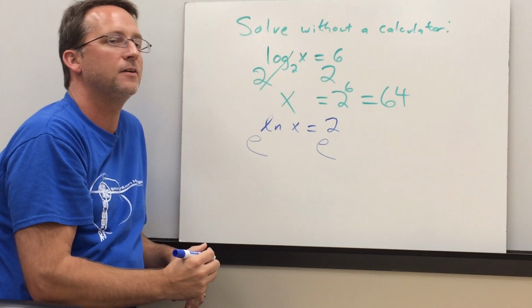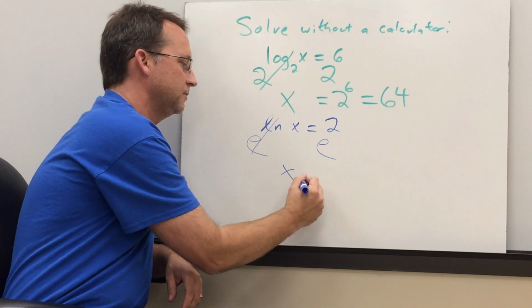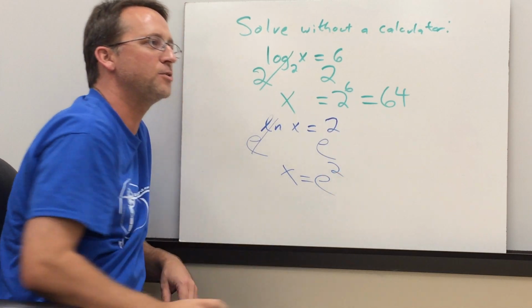Now, when you take e to the natural log of x, they will cancel each other out, and you will be left with x equals e to the second power. There it is, x equals e squared.